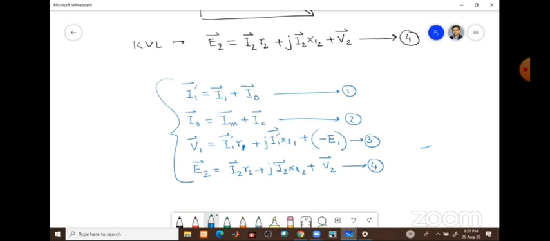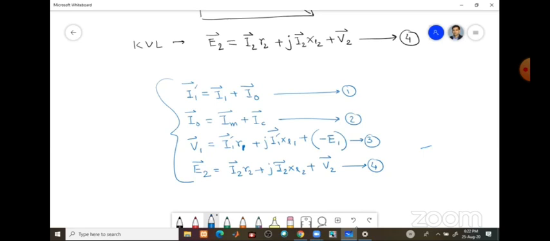which tries to produce some flux in the core, and in which direction? In the opposite direction to the primary flux. So the job of the MMF I2 N2 is to produce the flux, not to produce the current directly. So the primary job of MMF is to produce the flux, but EMF produces the current. That is how you can remember.